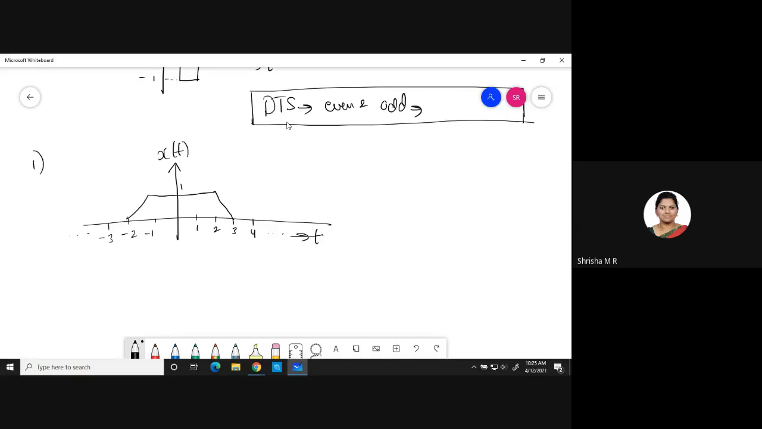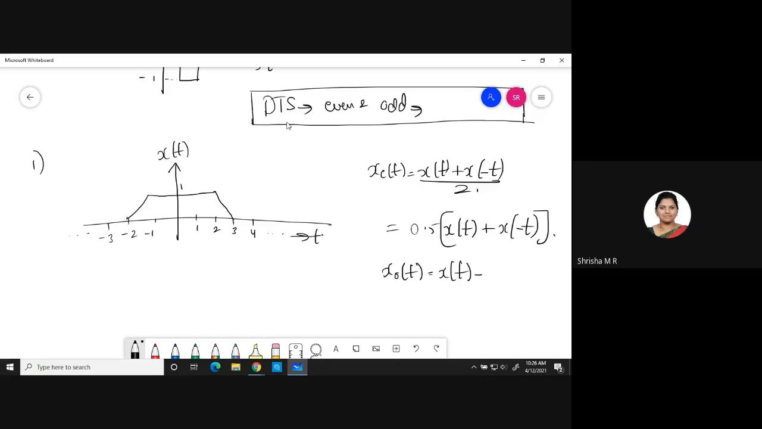Along x-axis. So we have to find the even and odd part of the signal. The even part of the signal is given as x of t plus x of minus t divided by 2, which is nothing but 0.5 times x of t plus x of minus t. And the odd part of the signal is given as xo of t, which is nothing but x of t minus x of minus t divided by 2, which is nothing but 0.5 times the amplitude into x of t minus x of minus t.